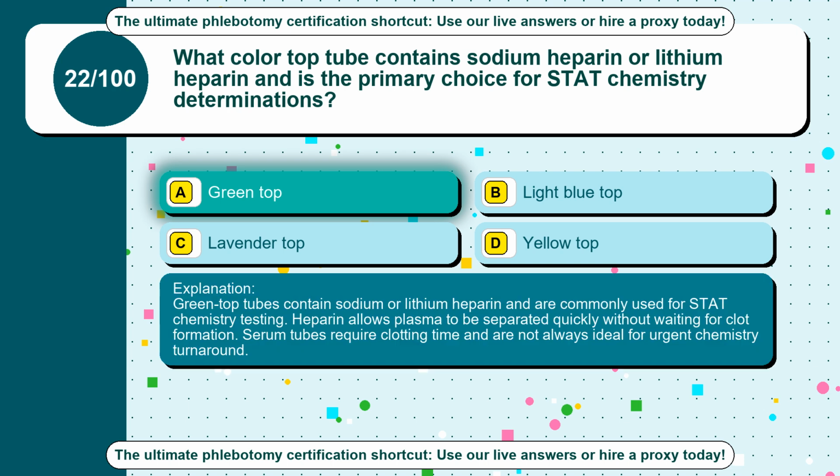Green top tubes contain sodium or lithium heparin and are commonly used for stat chemistry testing. Heparin allows plasma to be separated quickly without waiting for clot formation.